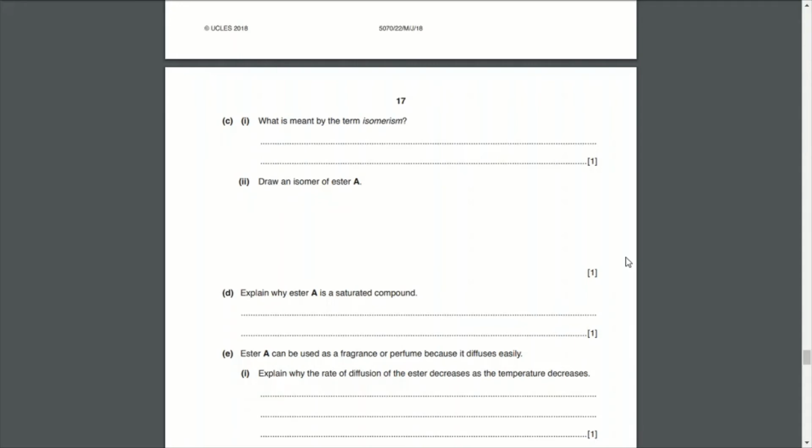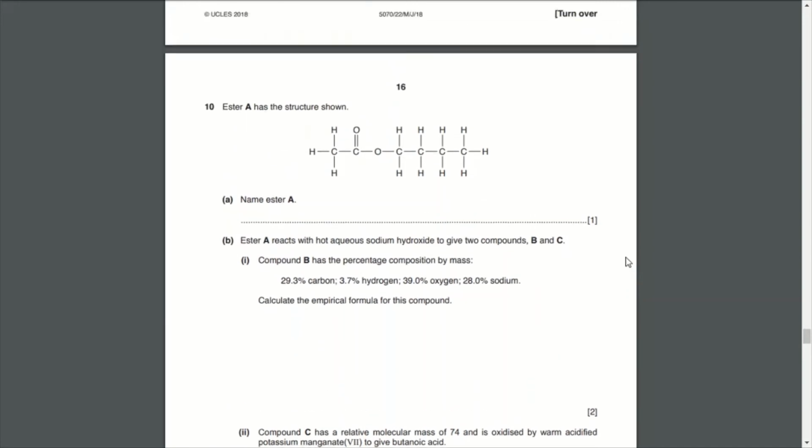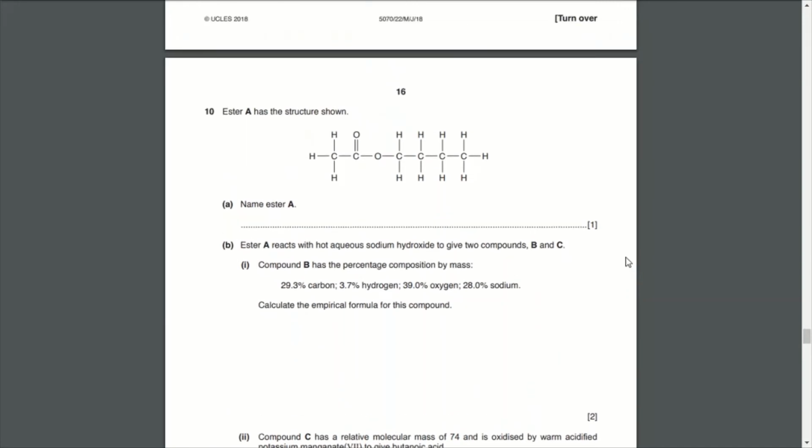Now coming to part 2, draw an isomer of ester A. Let's go back to ester A, and ester A is this. The structure for ester A could be anything. It can be changed into any other structure you want. You can make it like COO over here.